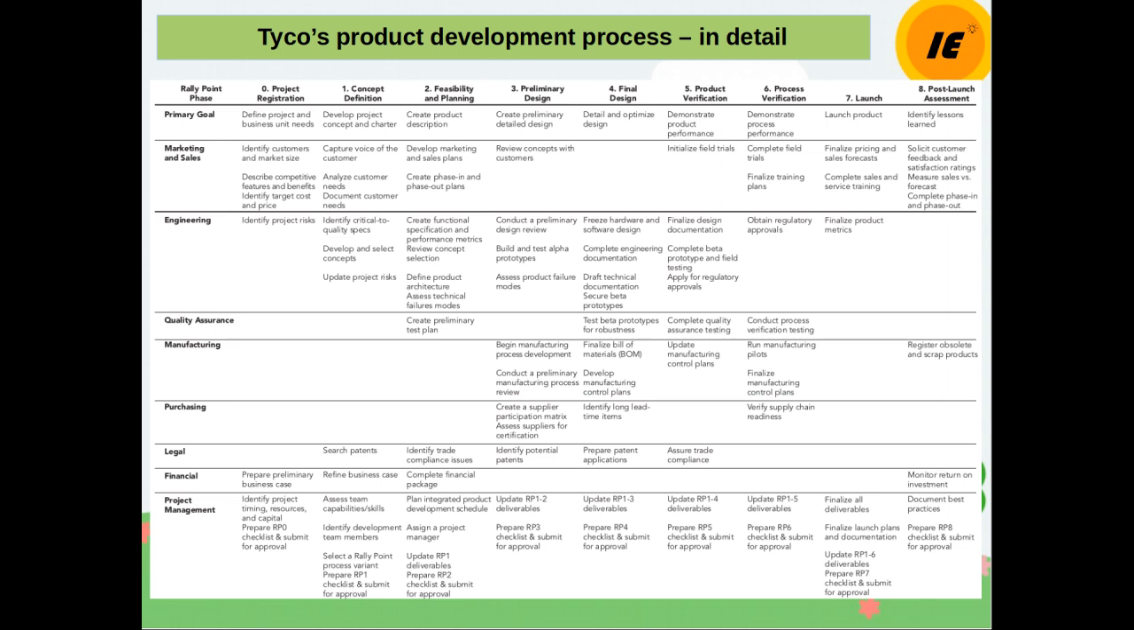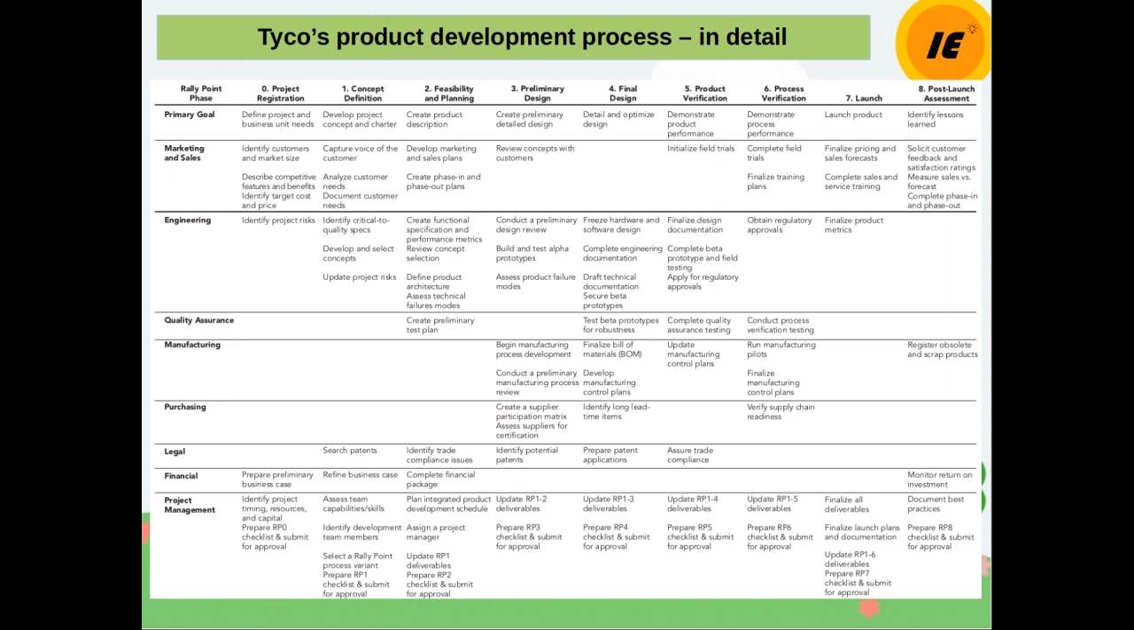Quality assurance, test beta prototype for robustness. Manufacturing, finalize bill of material. Develop manufacturing control plan. Purchasing, identify long lead time items. Legal team will do prepare patent application. Okay, so this is important. So I think they are making sure that whatever they do, this is a patented thing. I think that can be optional also, but anyway. And then product verification, demonstrate product performance in the primary goal.